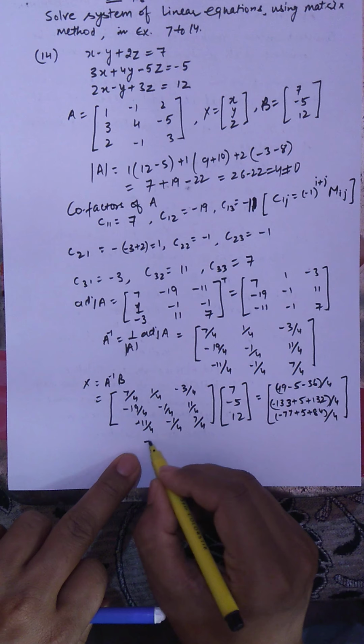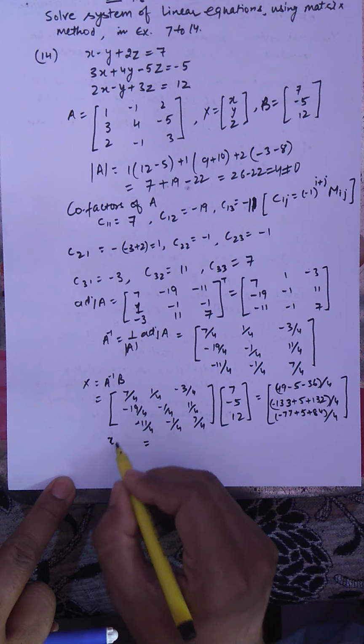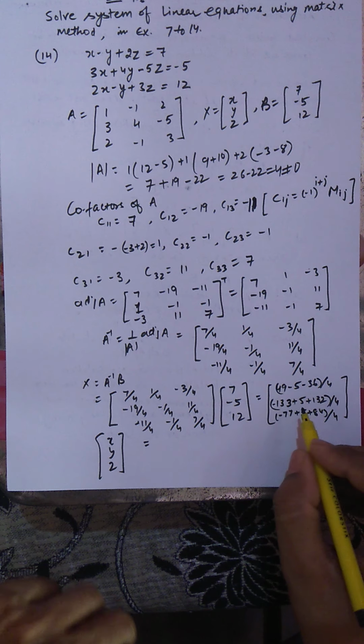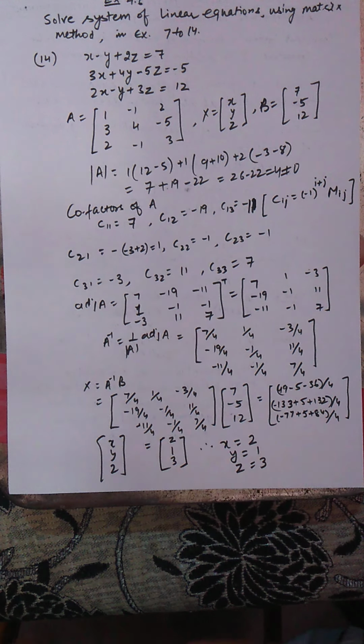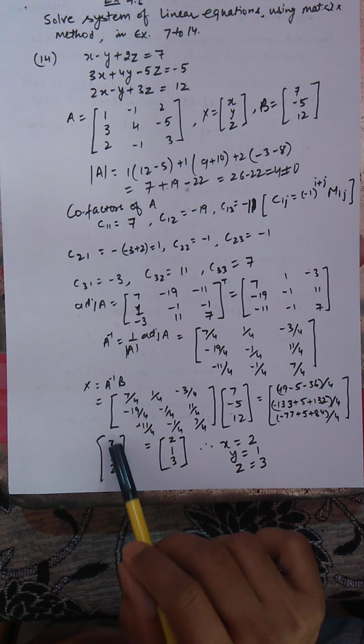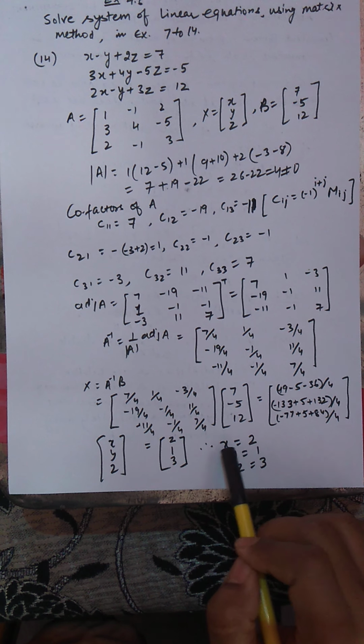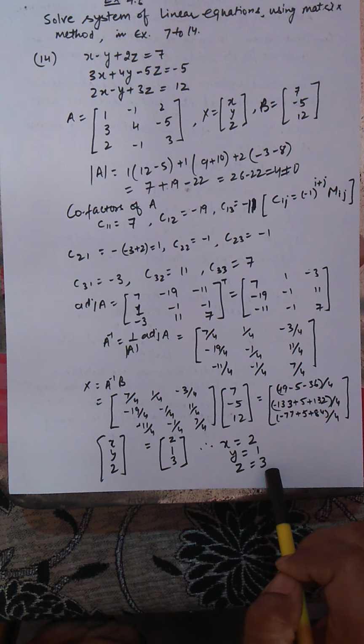So whatever values are coming, you know that this is your x, y, z. Now we'll finally calculate all these values. So now we have calculated our x, y, z. X is 2, y is 1, z is 3. Therefore x equals 2, y equals 1, z equals 3.